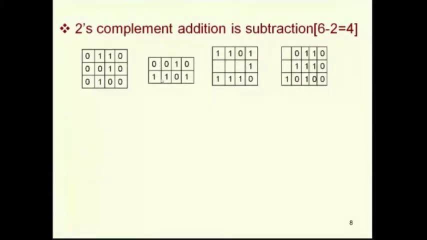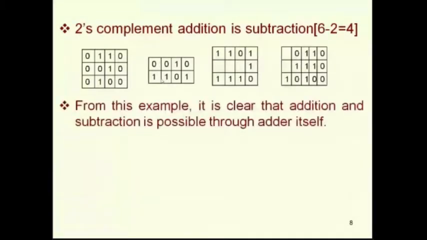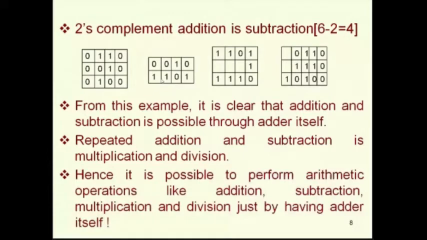So look at the screen. From this example, it is clear that addition and subtraction are possible through the adder itself. Is it right? Repeated addition and subtraction is multiplication and division. Hence, it is possible to perform arithmetic operations like addition, subtraction, multiplication, division just by the adder itself. Beautiful, fantastic. This is what you have to celebrate with digital electronics. That's what I used to say every time. Programmable digital electronics is microprocessors and microcontrollers. This is very, very important.